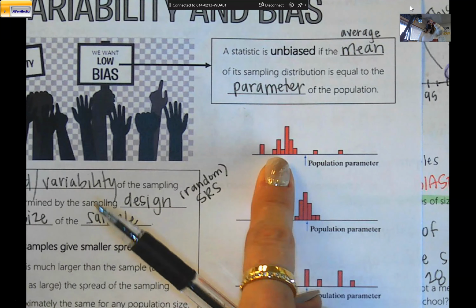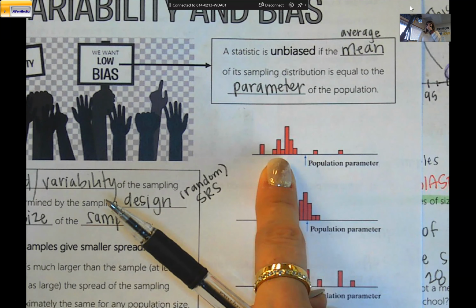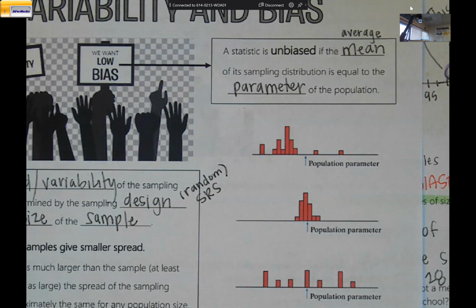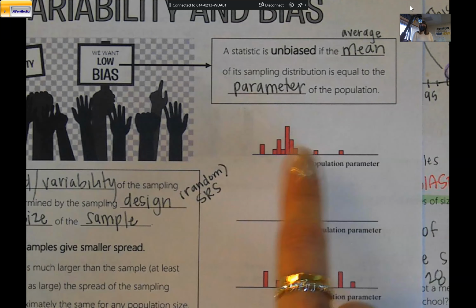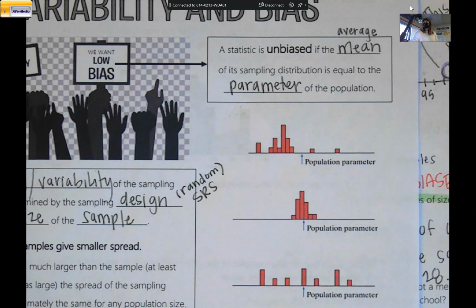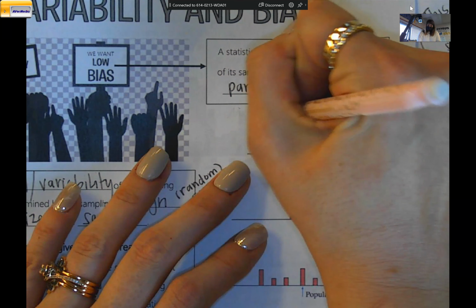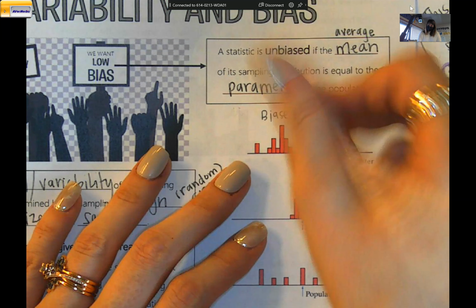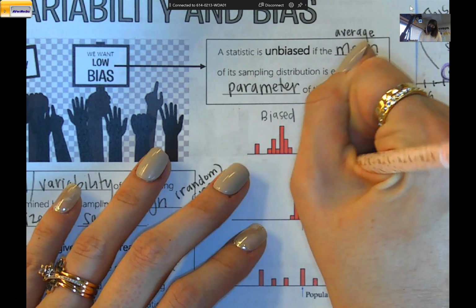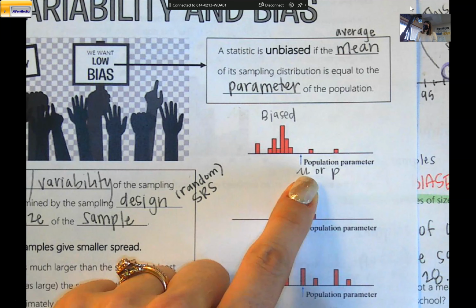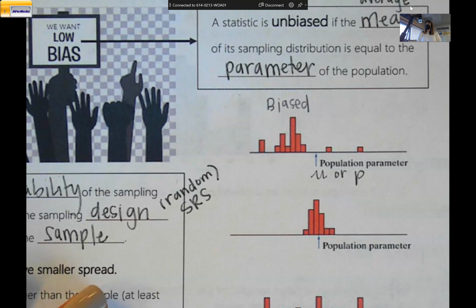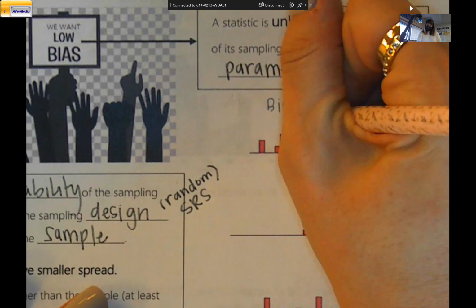You have this distribution. Is this showing, or would these samples give an unbiased estimate? And the answer is no. This top one is biased. Why? Because your true mu or p is here. But where is the average of this distribution going to be? Probably somewhere over here.